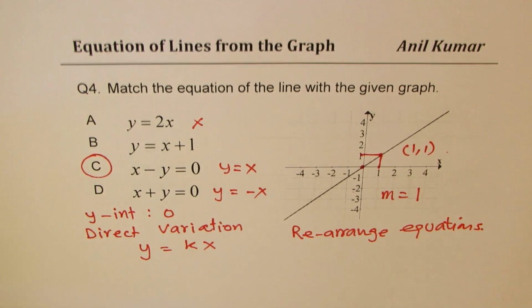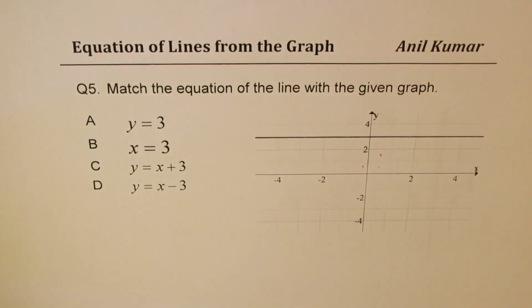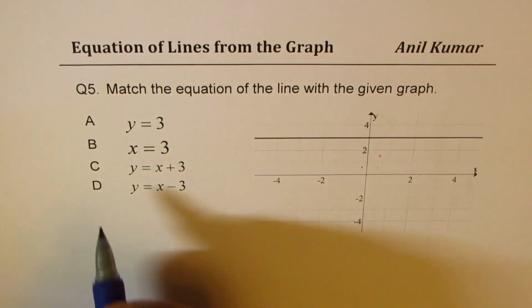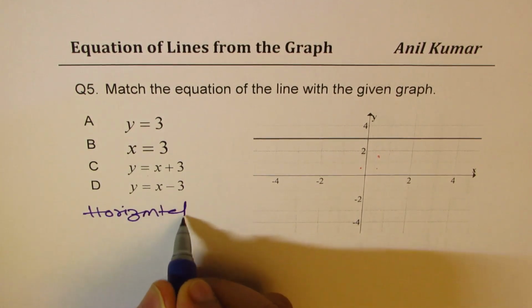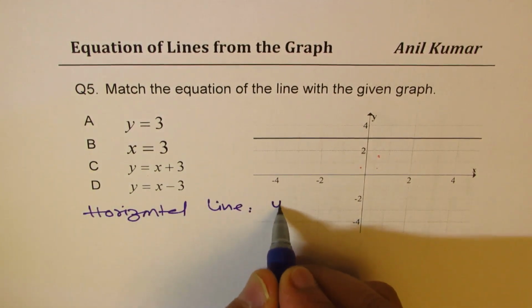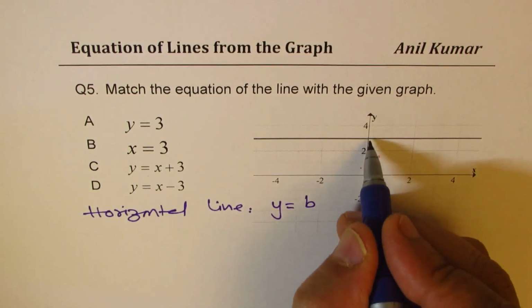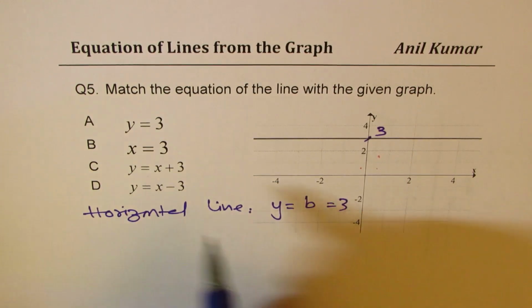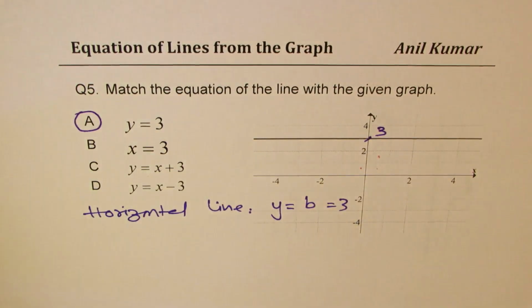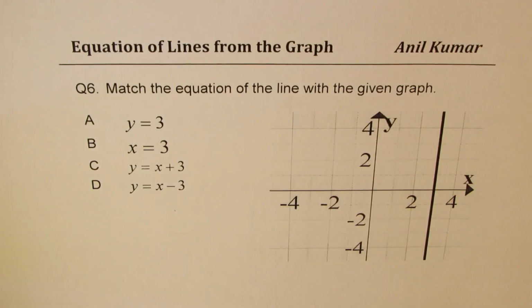Next question. Question number 5. Match the equation of the line with the given graph. Now in this particular case, what do you notice? We have a horizontal line, correct? That means y equals b. B is 3. The y-intercept is the answer. So option A is the right option. Is that clear? So that is how you can quickly get to the result.